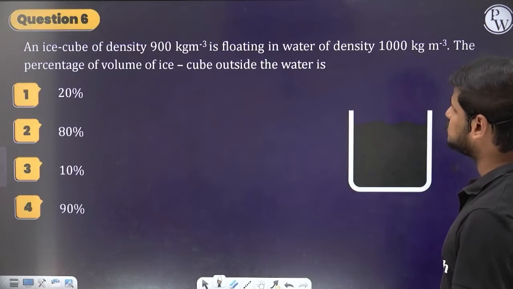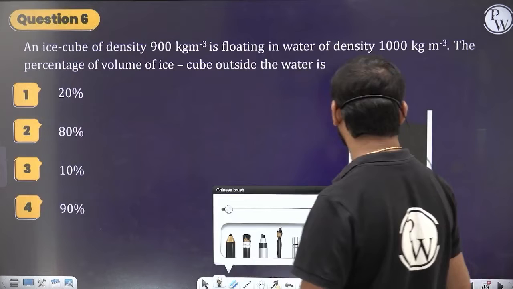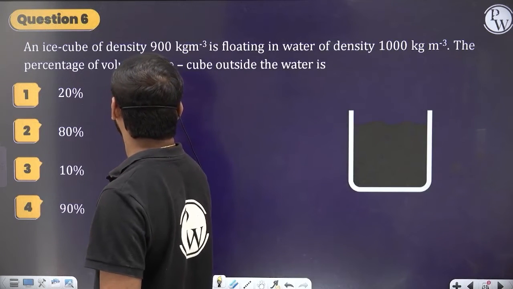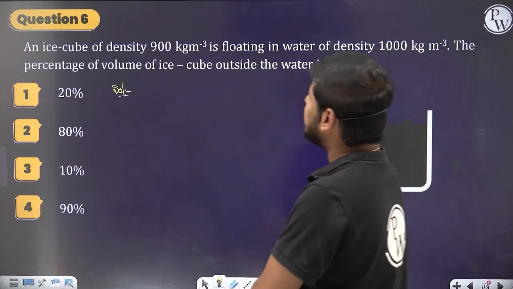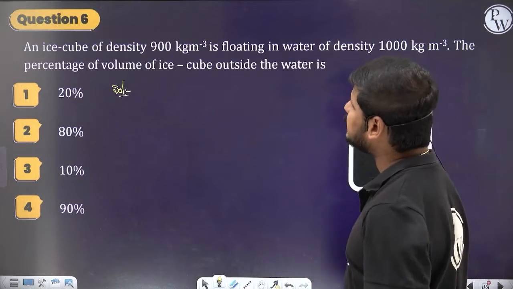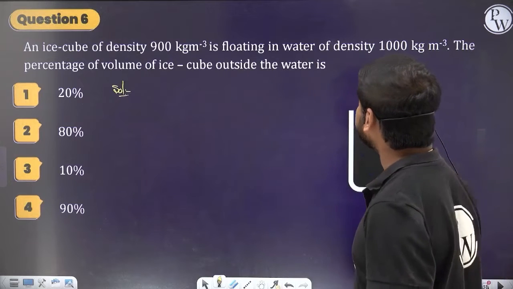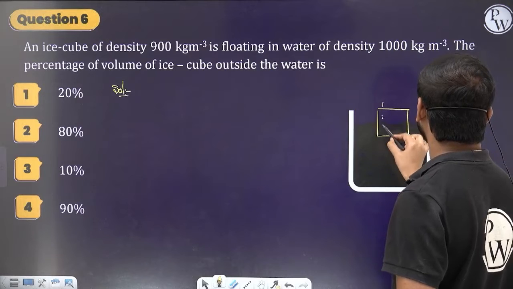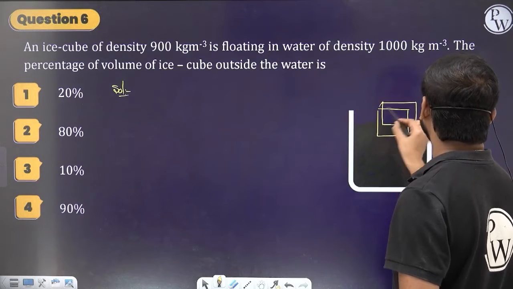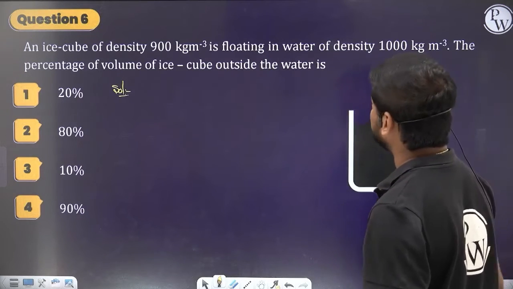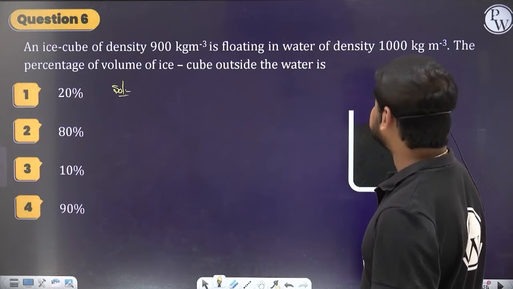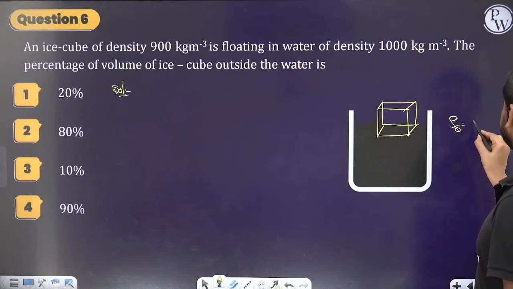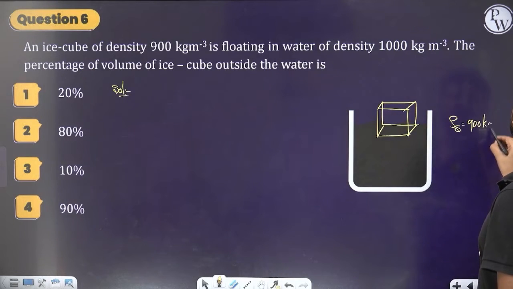So now we got one question. Let's try to solve this question on your own. First read the question properly. So what does the question say? An ice cube of density 900 kg per meter cube is floating in water. Let's suppose this is an ice cube which is floating. So the density of the ice cube is given, and I am considering the ice cube density as 900 kg per meter cube.